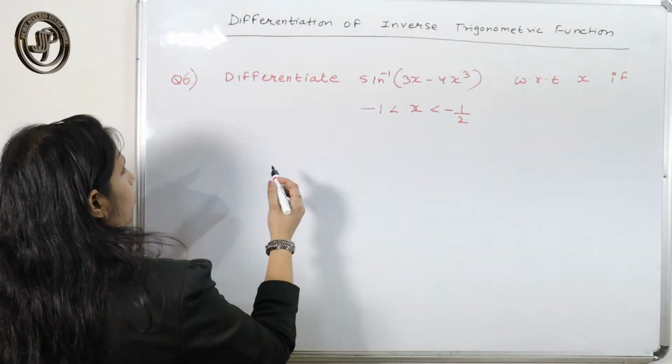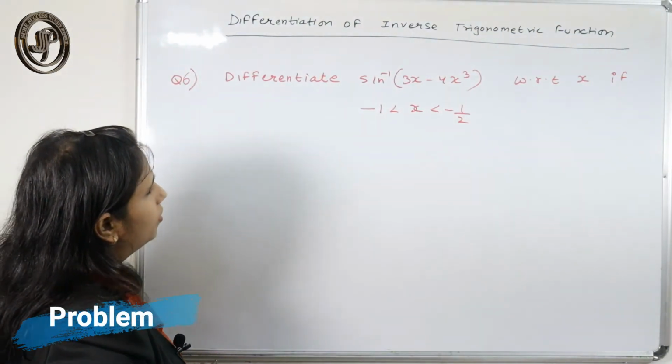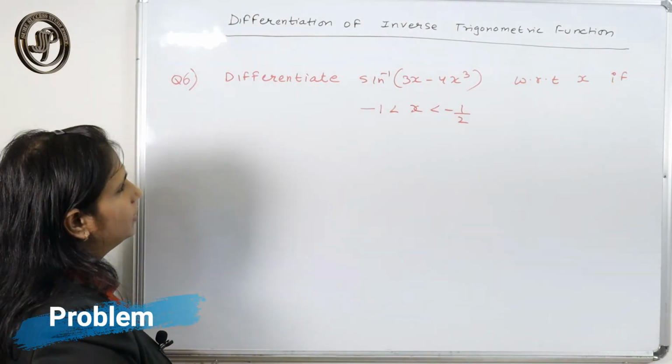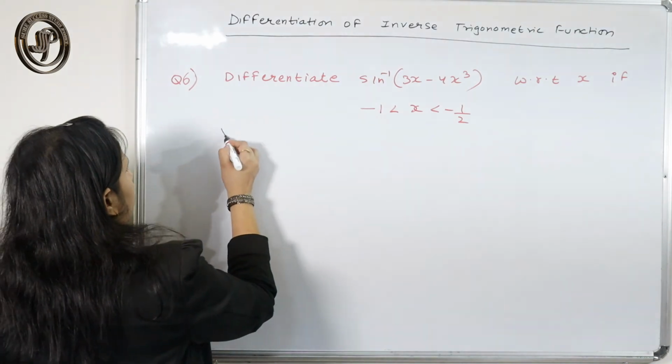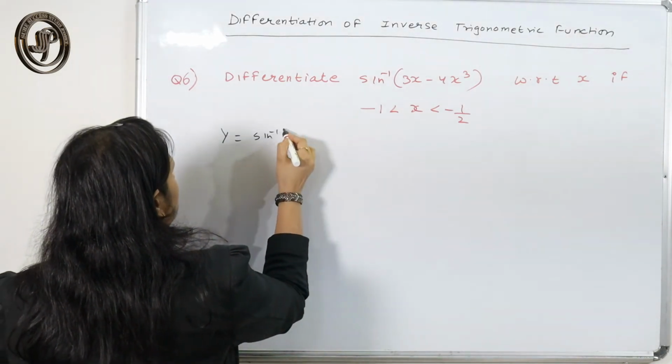So here is the same question with a different range of x. x lies between minus 1 to minus 1 by 2. So here what can we do? In the same way we can proceed with the question.